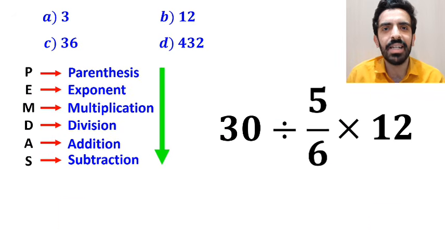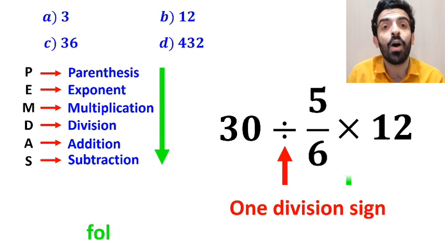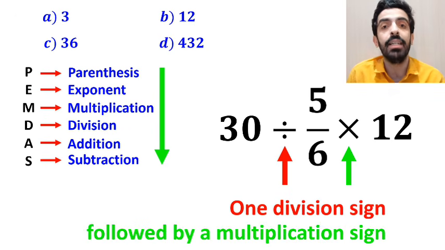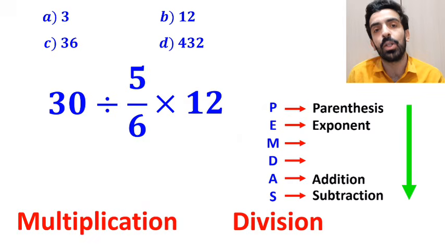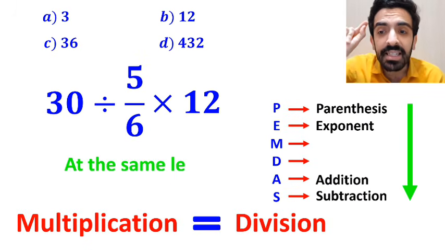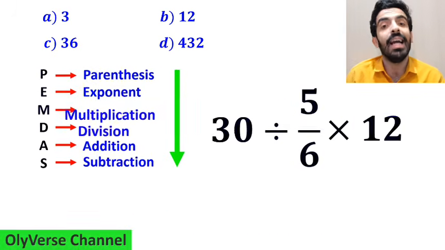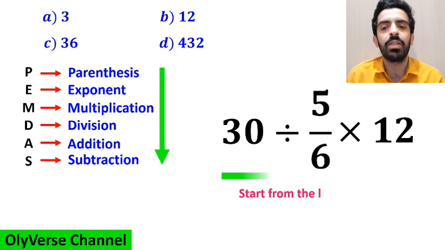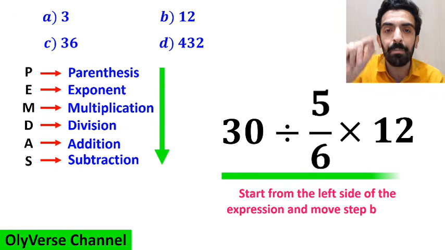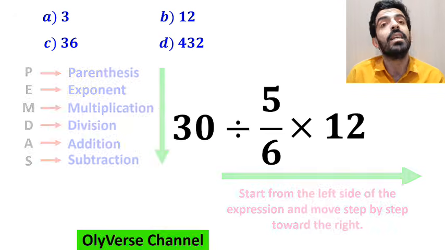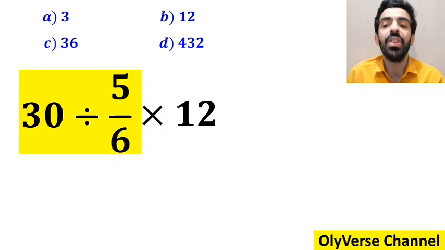Alright, as you can see on the screen, in this expression, we have one division sign followed by a multiplication sign. It's very important to note that multiplication and division are at the same level of precedence. In this case, the best thing to do is to start from the left side of the expression and move step by step toward the right. So, first we start with the expression 30 divided by 5 over 6.